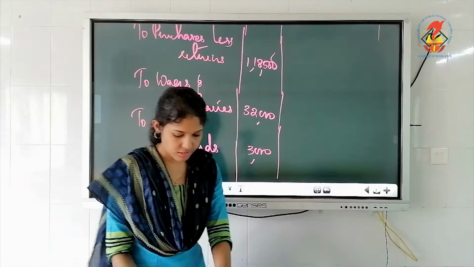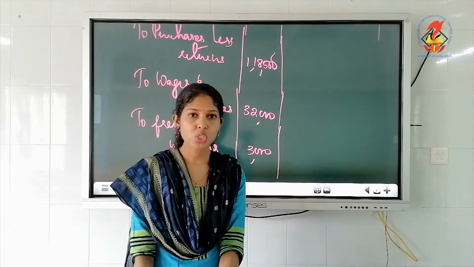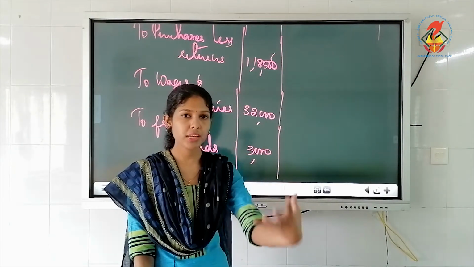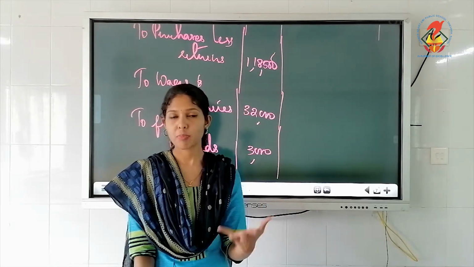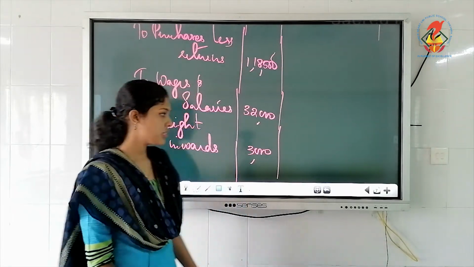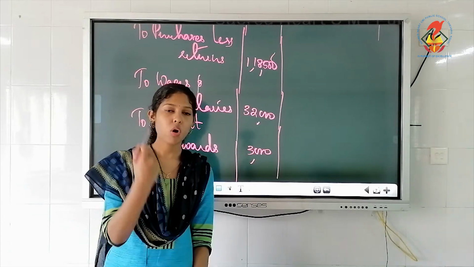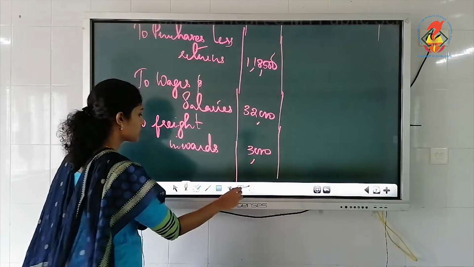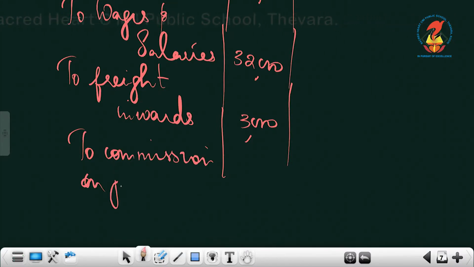There is one item on the top of that, that is commission on purchases. Commission on purchases means commission you paid when you purchased goods. So that is related to purchases or production. So it is a direct expense. Usually commission will be indirect. Here it is specified as on purchases. So it is a direct expense. You have to take it in trading. So to commission on purchases 2,000.